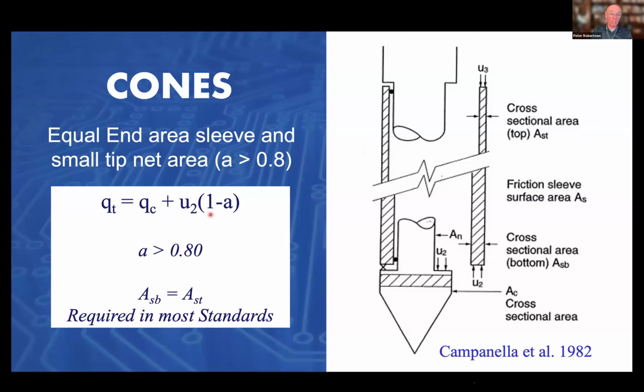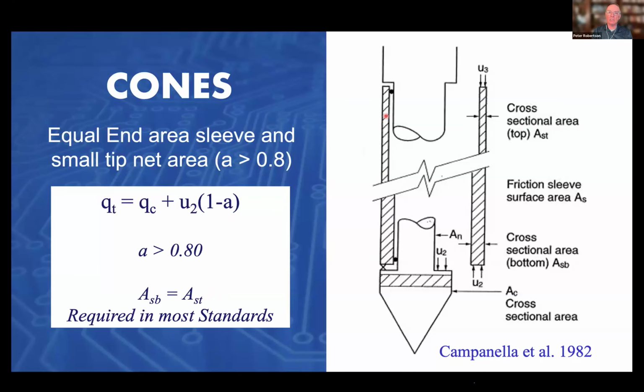And it's pretty ubiquitous now. It's required in all the standards. So all the standards require you to calculate QT, which means you need the water pressure. Now, if you don't have the water pressure, the error is generally pretty small. Maybe a 10% error in very soft clays. In stiff clays, it's insignificant, and in sands, it's insignificant. So it's not a big correction, and it's pretty standard. And in theory, there's a similar correction for the sleeve.